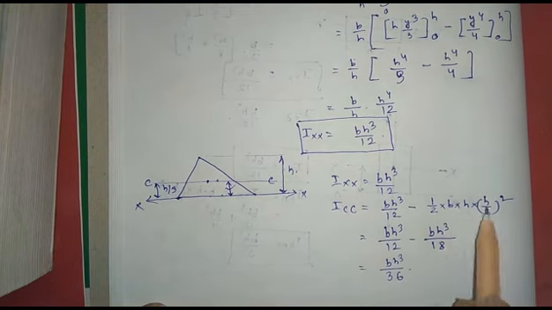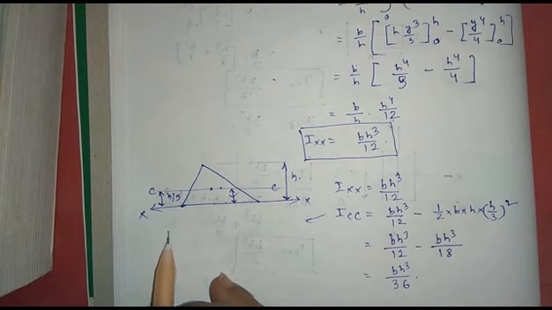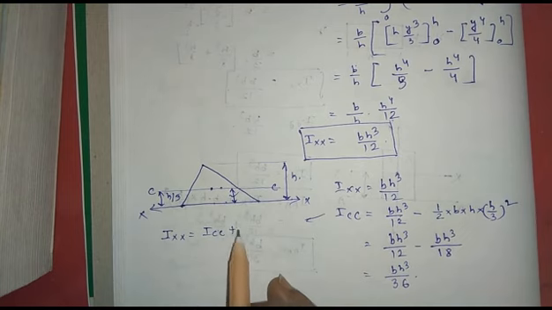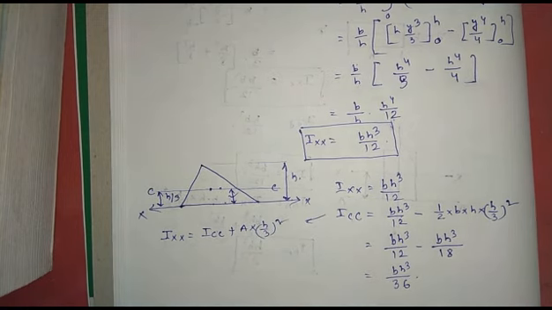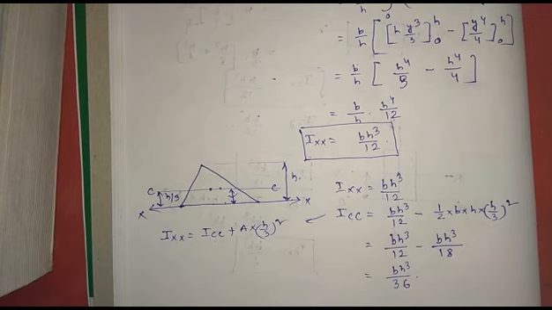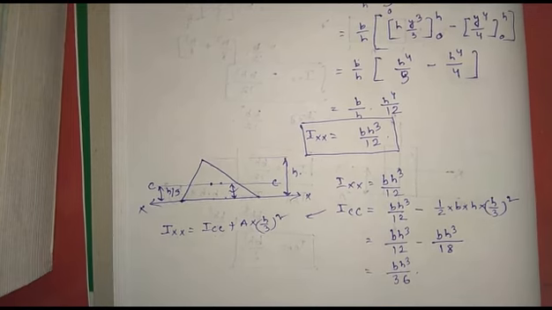Now, is that portion clear? I think, because it is coming that Ixx is basically Icc plus area into (h by 3) square. So Icc is Ixx minus this term. That is why I have written minus here. Okay. I think it is clear.